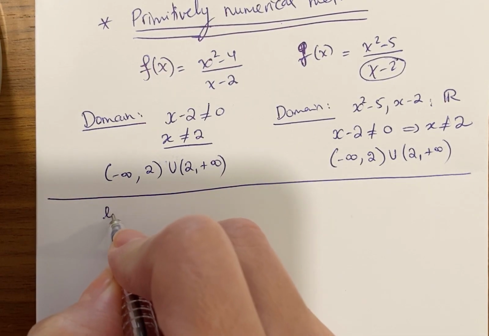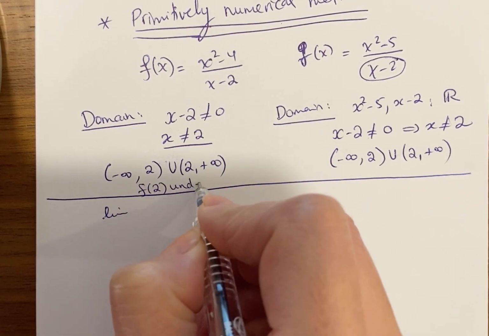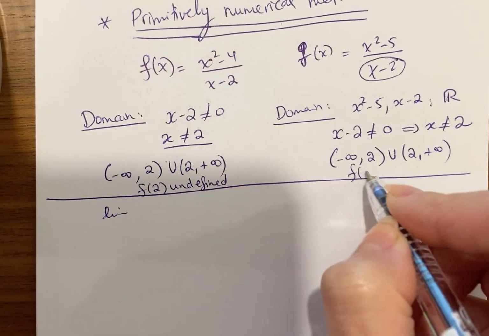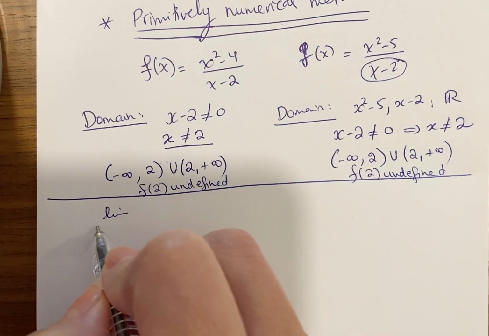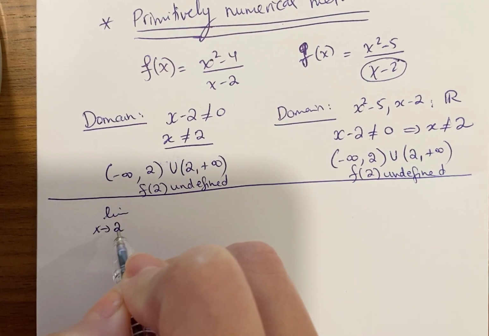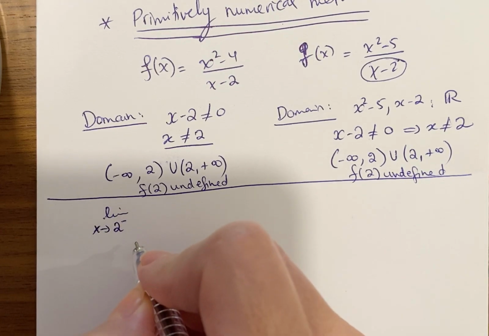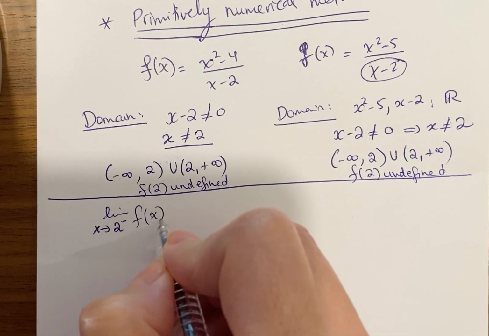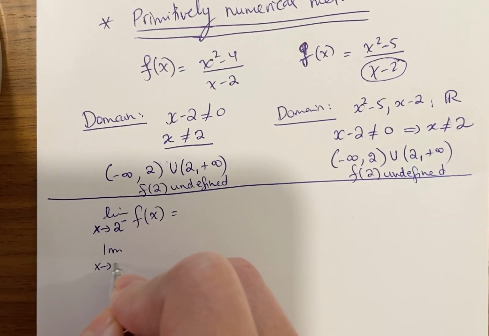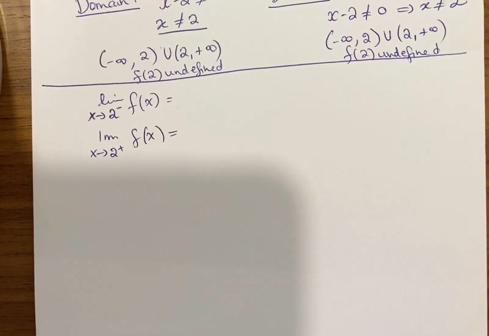Here in both of these, f of 2 is undefined. And here f of 2 is undefined. Here, the limit as we approach 2, this is what we're going to study: the limit from the left and the limit from the right. But what I'm going to use now is not the graphs. I'm going to use the pure original concept of limits.